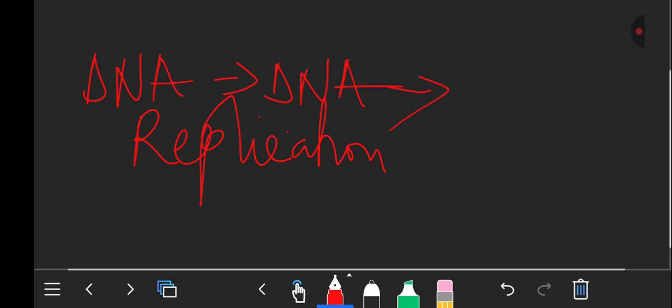Then this DNA will be converted to RNA, and to be specific, it is mRNA. So this now, from DNA to mRNA, this conversion is what we call transcription. So it is very important for us to understand that. So this is transcription.